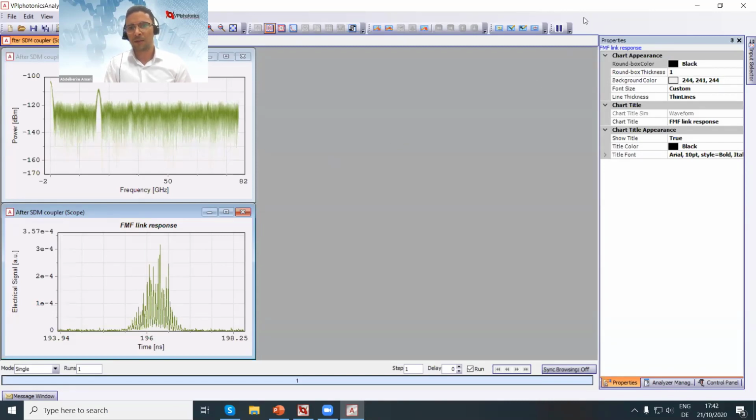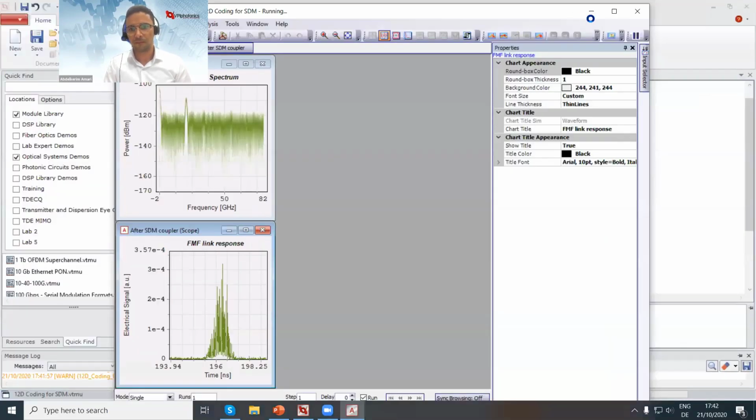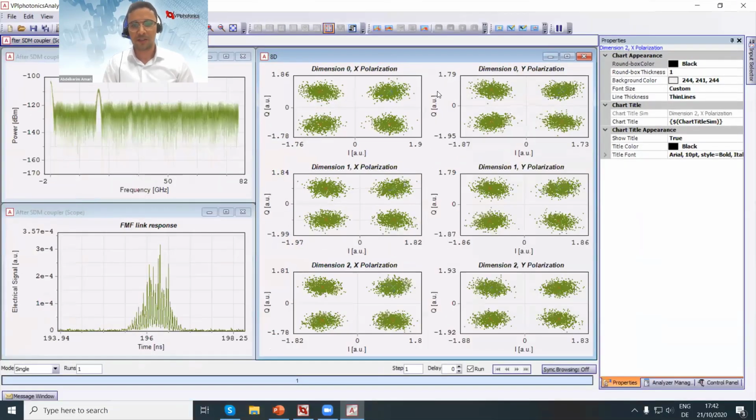Then we have the constellation. So we have 6 constellations here, but they correspond to one symbol because we have 12-dimension symbols. This one is for polarization X for mode 1, polarization X, Y for mode 1, then the same for mode 2 and 3.